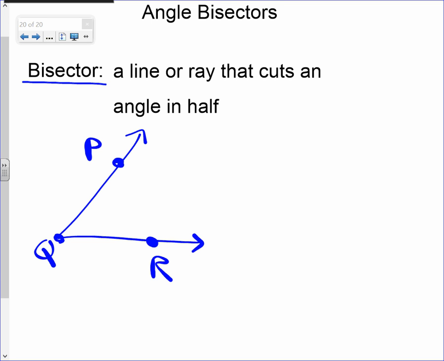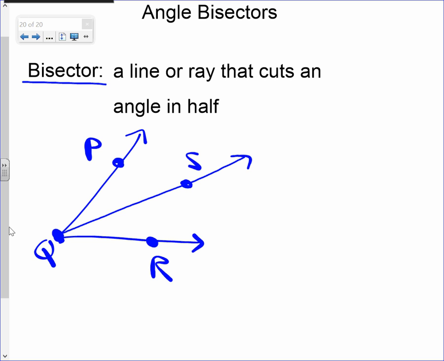What I'm going to do now is chop this puppy right in half. So here's the angle right here. I'm going to chop it right in half with a ray. Remember, a ray starts at a point and goes forever in one direction. Go ahead and chop it right in half. Let's just call this ray QS. So notice, one more time, go ahead and draw this on your notes. This ray QS chopped in half the original angle.